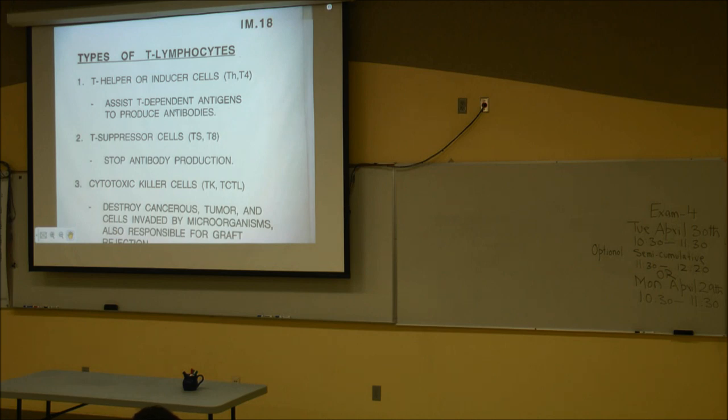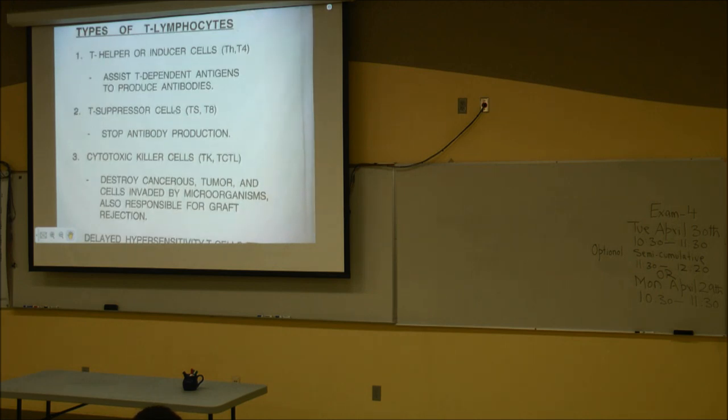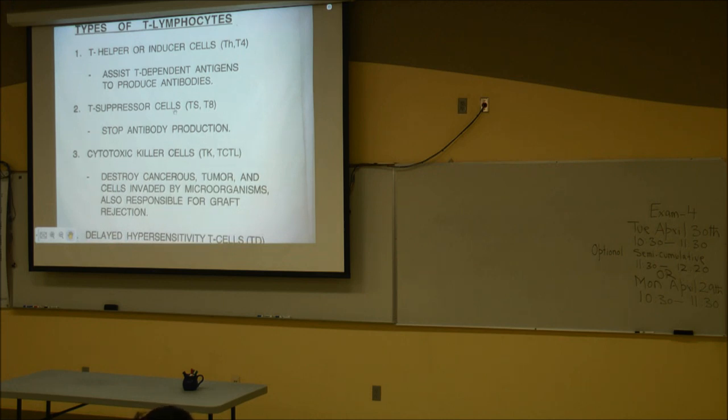T suppressor cell. They regulate the synthesis of antibodies. They control the titer of antibodies. When the antibody titer has reached its maximum level, they shut off antibody synthesis. T8, TS cells. When you say titer, what do you mean? Concentration, amount. Amount, yep.